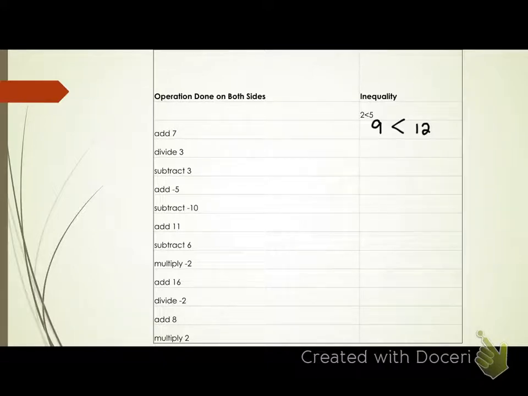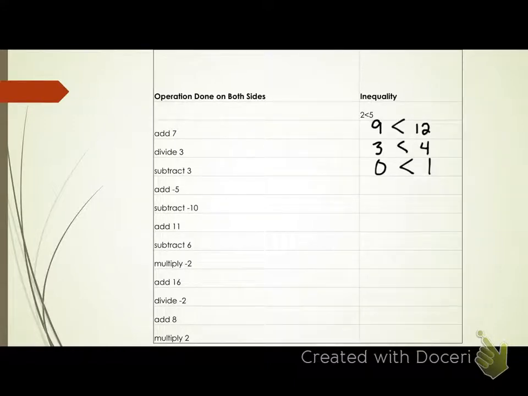Let's divide both sides by 3. What's 9 divided by 3? 3. 12 divided by 3? 4. What's my inequality symbol? 3 is less than 4. Very good. Stayed the same, right? Now let's subtract 3 from both sides. What's 3 minus 3? 0. What's 4 minus 3? 1. What's my inequality symbol? Stayed the same, right?